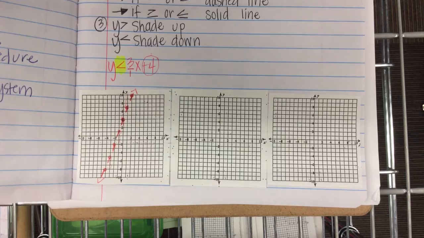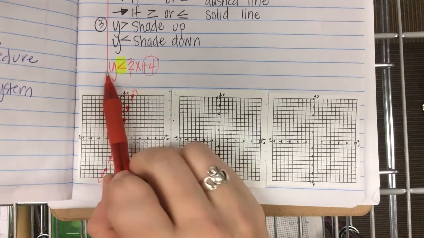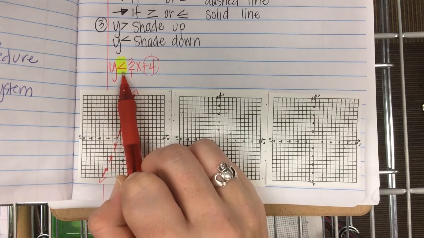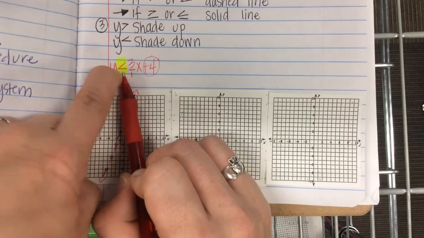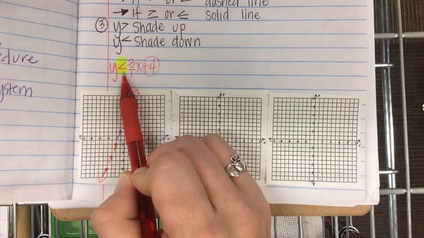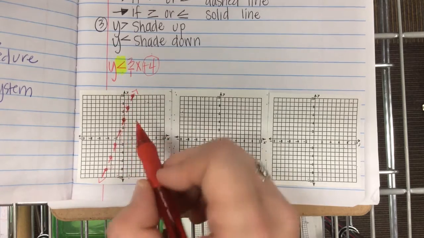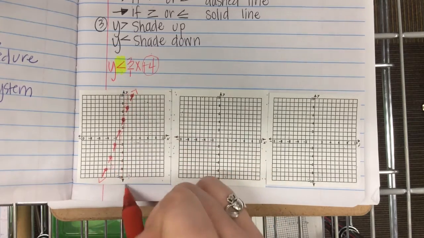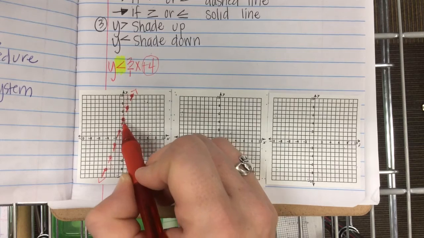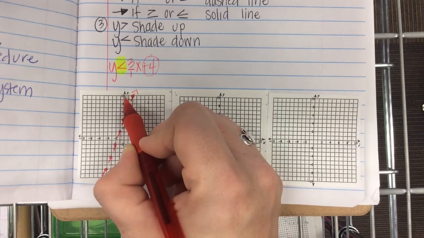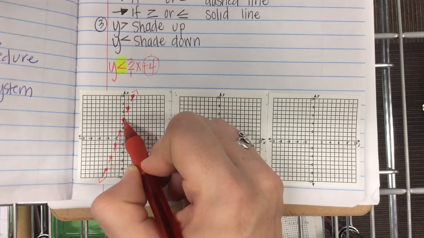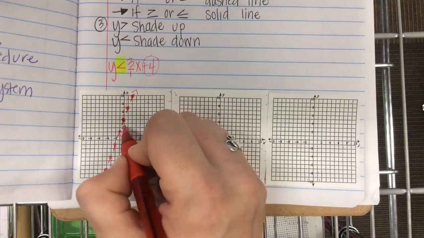Now the next part is the shading part. And it says y is less than. And I know it's y is less than because, right, the pointy part is pointing to the smaller one. It eats the bigger side. So y is smaller. So I look at my y-axis. Here's my intercept. Am I going to shade above, or am I going to shade below? I'm going to shade below.